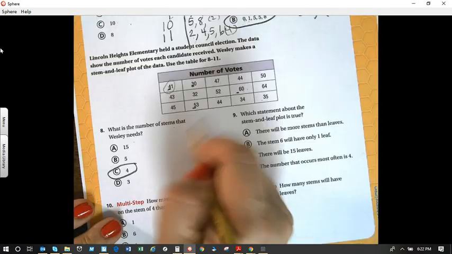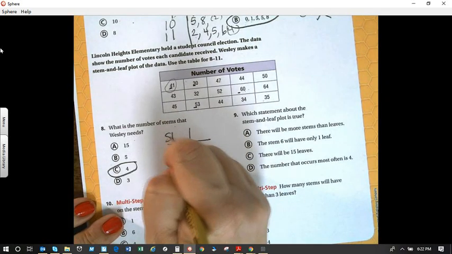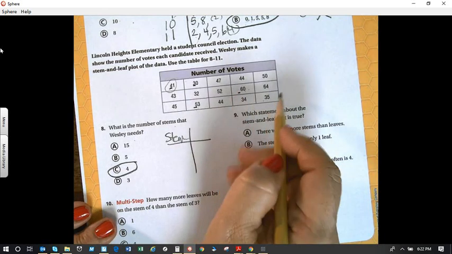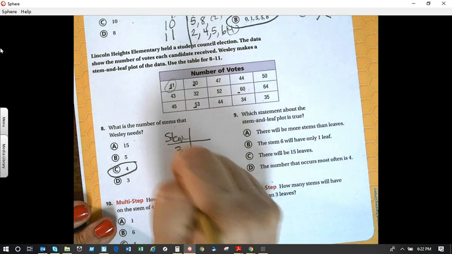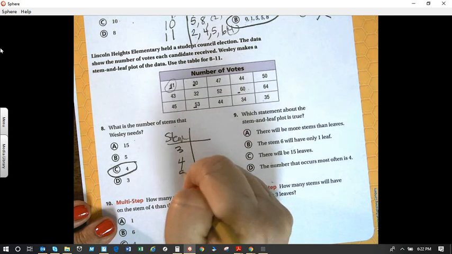So just to verify, stem, starting off with least to greatest, it's 3, then I have 4, then I have 5 and 6. Those are my only stems.